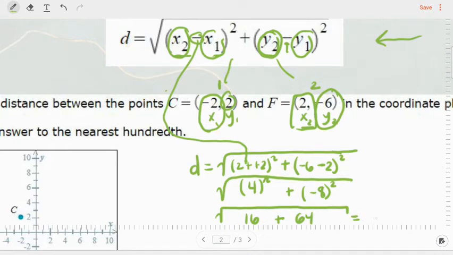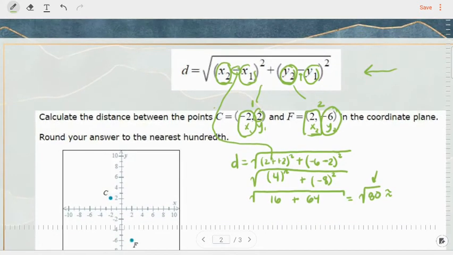So to finish up, the square root of what is 16 plus 64? Well, 16 plus 64 is a grand total of 80. Now, this is the exact answer, but we are going to approximate it because this asks me to round your answer to the nearest hundredth. That is 2 decimal places.